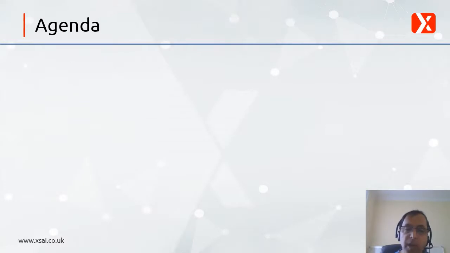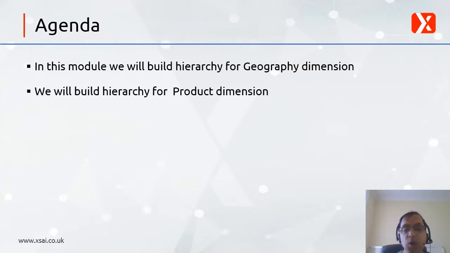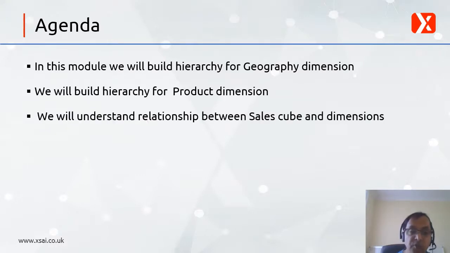Okay, so let us start with our agenda for module 4. We'll be building the hierarchy for geography dimension. We'll be building the dimension hierarchy for product dimension, and we will also set up the relationship with sales cube and all the dimensions referred by it.